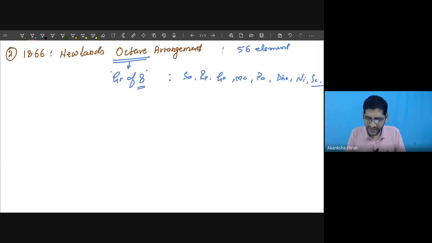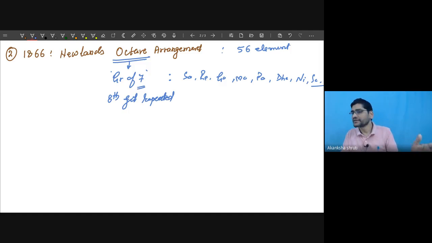So it was found that the 8th element gets repeated. It was basically a group of 7, and the 8th gets repeated. So you may slightly correct it. Why was it a group of 7, not a group of 8? The cause was that noble gases were not discovered at that time. The discovery of noble gases occurred too late because of their noble characteristic.